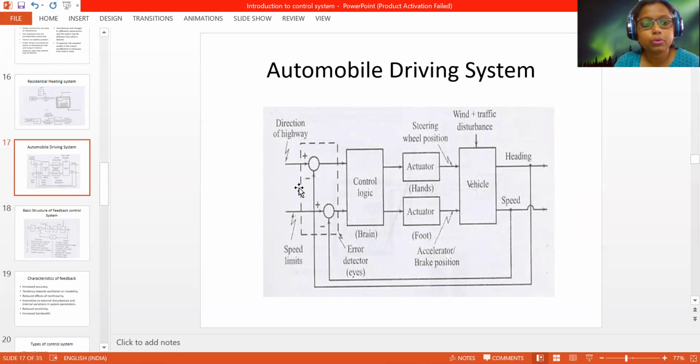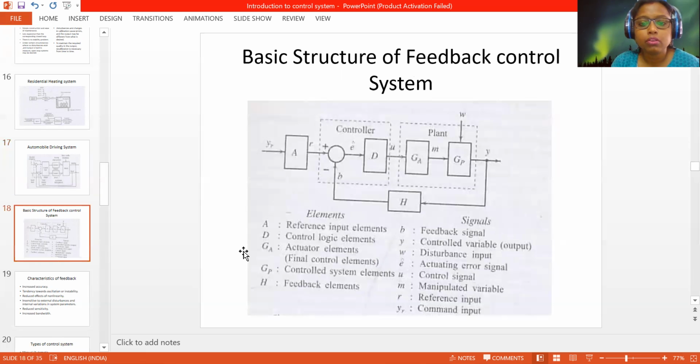So this is an automobile driving system, which is basically a control system or a feedback system or a closed loop system. Different terms of a feedback control system, the basic structure, are here. This is the controller block. This is the plant block. This is the feedback block, and this is the set point value. This is the output variable. Different types of signals and elements are noted here.